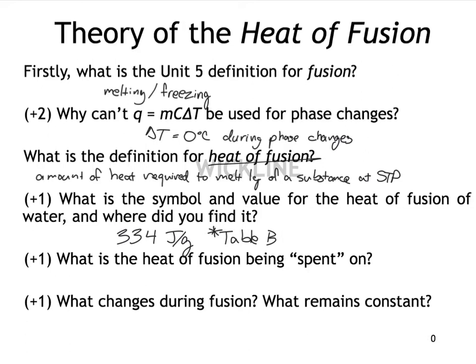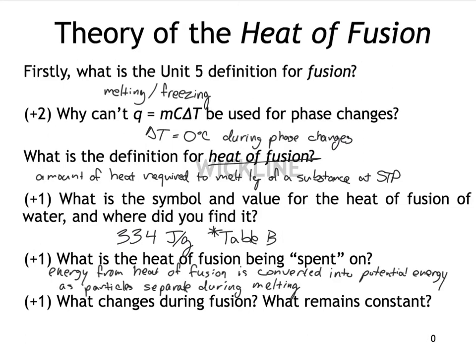Because when you're going through fusion, that's like melting. So you're separating the particles of a solid into the particles of a liquid, and you're increasing ever so slightly the distance between those particles. And that requires energy, since it's going into potential energy. So during fusion, one of the things that changes is potential energy. The potential energy is going up if it's melting, the potential energy is going down if it's freezing, and what remains constant is temperature. Temperature does not change during the fusion process.